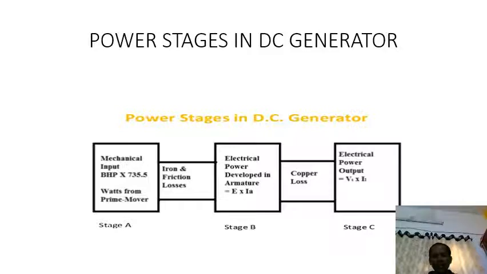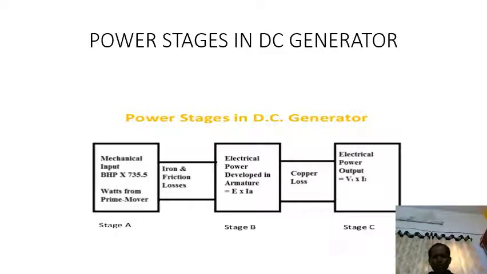Next, electrical power developed in the armature. You know that principle, which we discussed in the last class. The equation is E into IA, the power developed in the armature. So electrical energy is developed as the output, and there are some losses developed. The losses are copper losses.